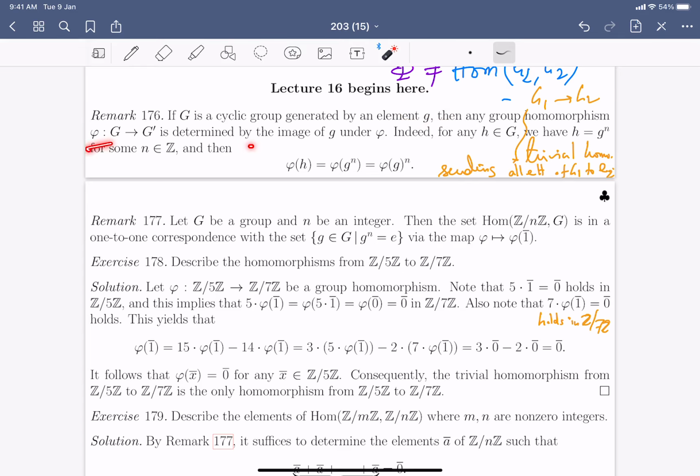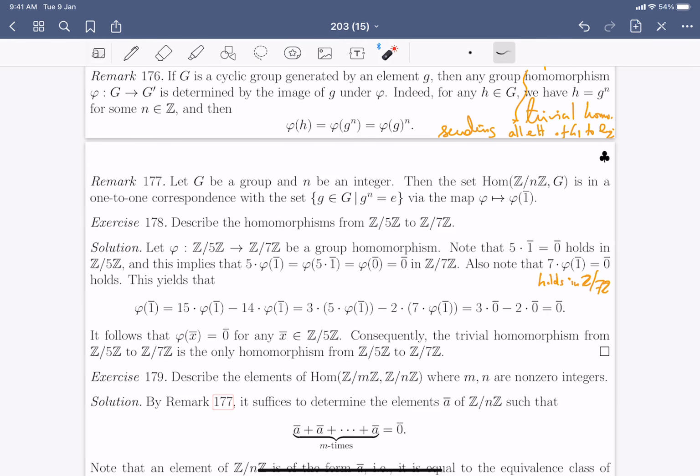So if you want to understand the homomorphisms from Z mod nZ to G, it suffices to know the image of 1 bar under a given group homomorphism phi, and this map produces a one-to-one correspondence between this Hom set and the elements of G which, composed with itself n times, give us the identity E. Okay, so this n is the n that we have here.